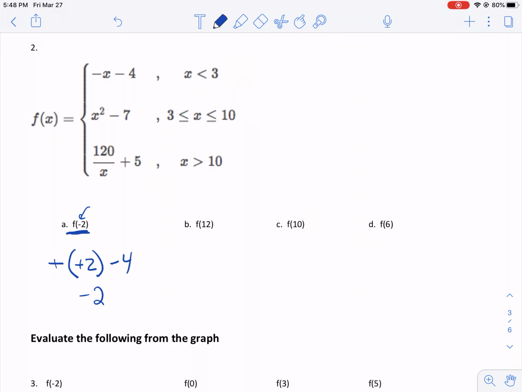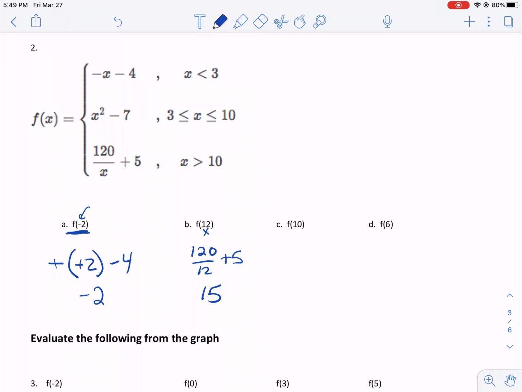Next one, evaluate f of 12. So our x value is 12. Check the first condition. Is 12 less than 3? No. Second condition says between 3 and 10. Nope. Is 12 greater than 10? Yes. So we're filling the 12 in for the third piece. 120 divided by 12 plus 5 gives us an answer of 15.